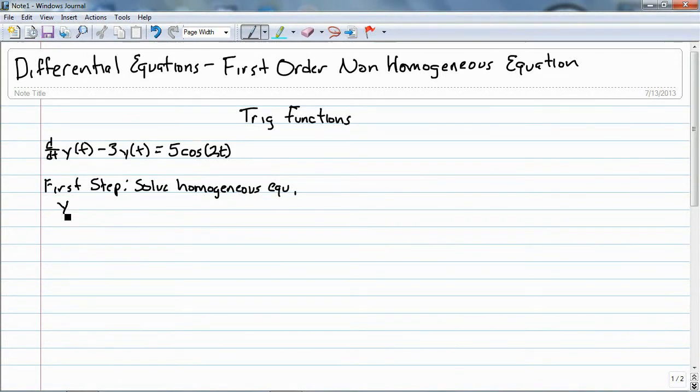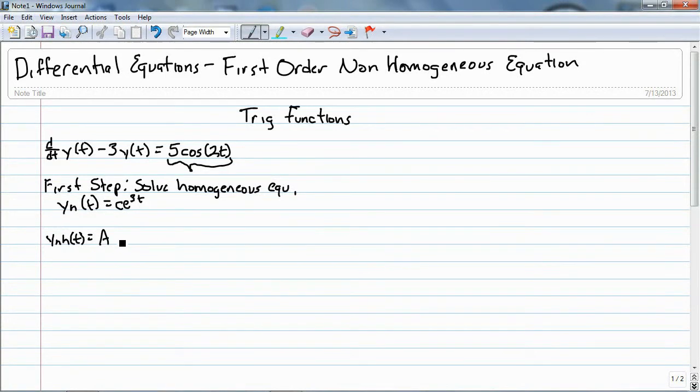And our homogeneous solution was C e to the 3t. And so now we need to come up with our test solution for the non-homogeneous. So we would want it to be some similar form to this.